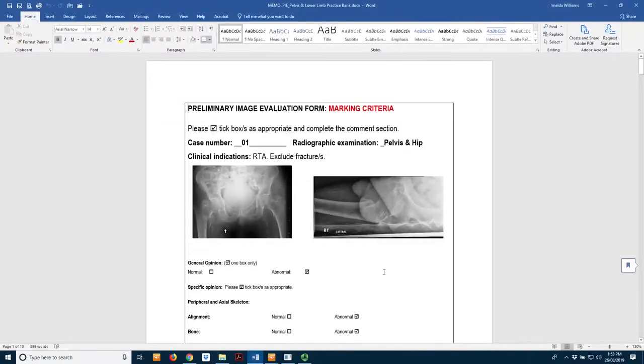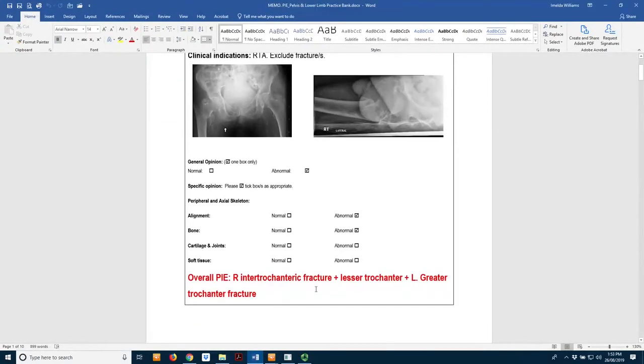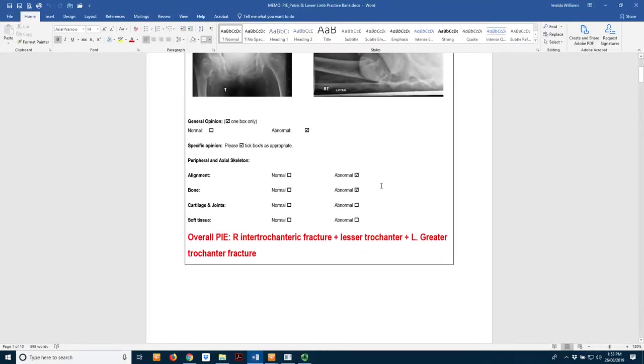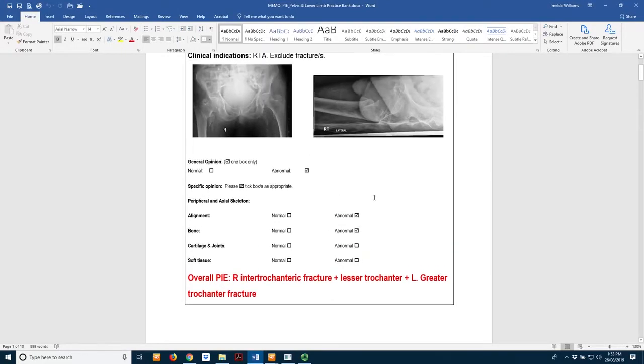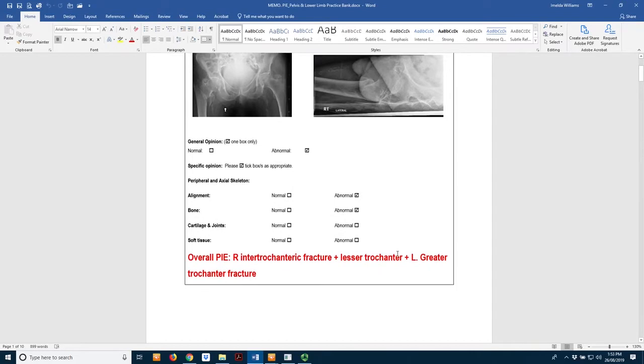So if we go back to our PIE form, the case is clearly abnormal. The alignment is abnormal, and the bone, because of the fracture, is abnormal. It's extra-articular, so it's just below the joint, and then there's no soft tissue involvement. So the overall preliminary image evaluation is that there is a right intertrochanteric fracture and a fracture of the lesser trochanter, as well as a fracture of the left greater trochanter.